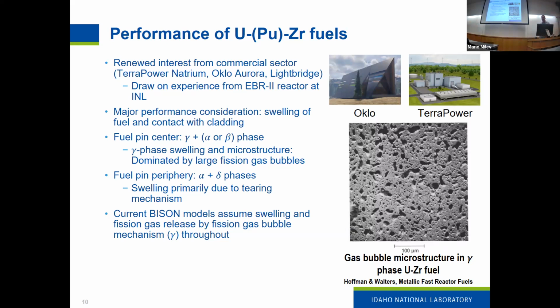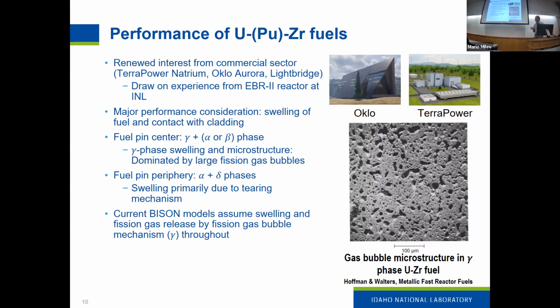We also know from the historical experience a bit about the microstructure and how that evolves under radiation. So in the center of the fuel, where it's hotter, it's predominantly the gamma phase with some alpha or beta mixed in. And so in that gamma dominated phase, we see the fission gas bubbles that form tend to be quite large and kind of spherical. And then also, as shown in some later micrographs, they tend to interconnect as they grow.